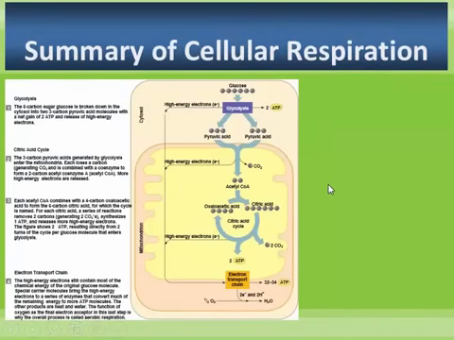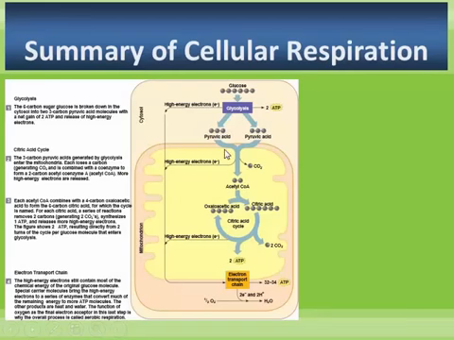Here's a summary of cellular respiration. The first step is glycolysis. It begins with a 6-carbon glucose. It is converted to 2 3-carbon pyruvic acids. 2 ATP are needed to get the process going. 4 are produced, so there is a net of 2 ATP.